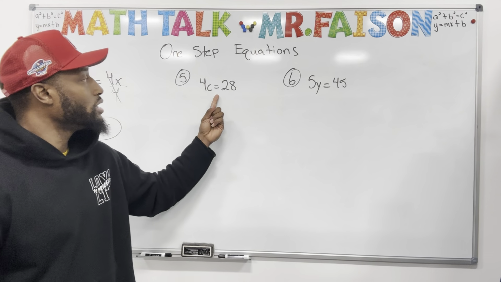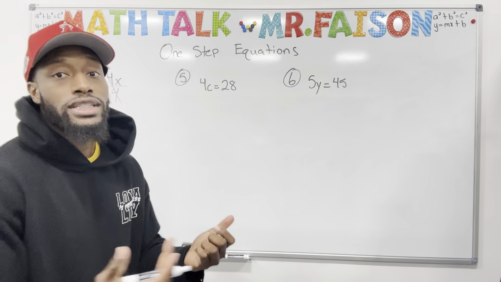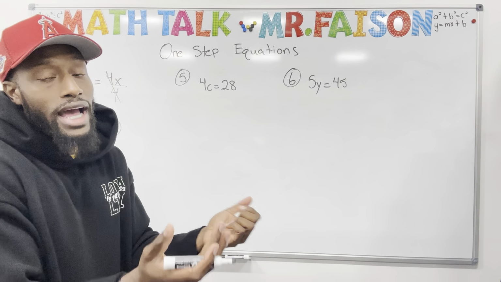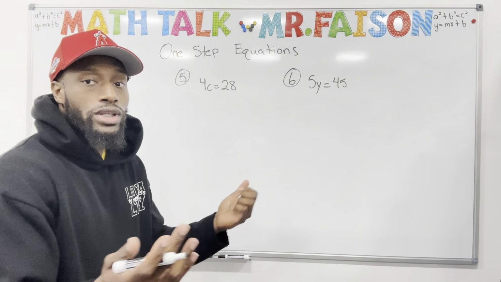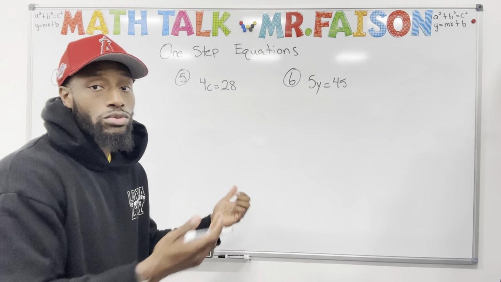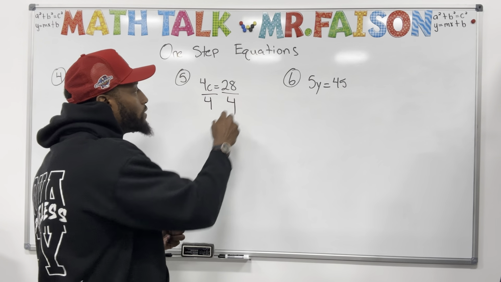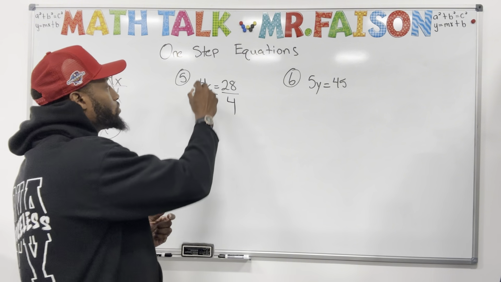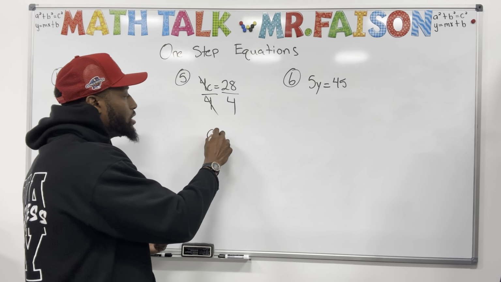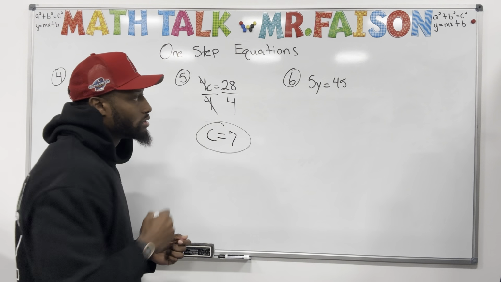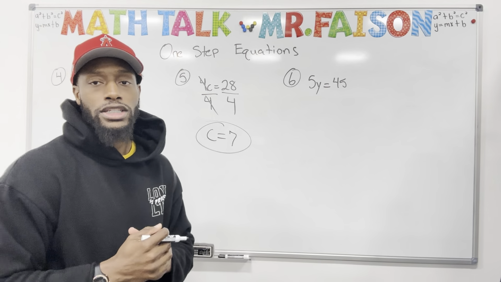Now, I go to problem number 5. I have 4c equals 28. The 4 and the c, you look at it like they're married. How do we separate somebody that's married? We divorce them. Or, in math terms, we divide. So, I'm going to divide 4 and divide 4. Once again, this right here cancels out. And now I have c is equal to 7. That's all we have to do.